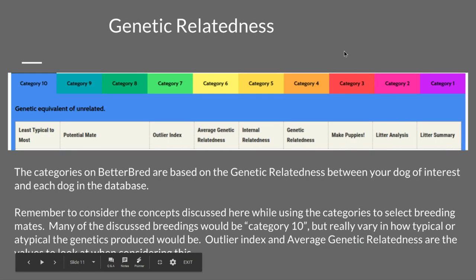The categories on Betterbread are based on the genetic relatedness between your dog of interest and each dog in the database. So remember to consider the concepts discussed here while using the categories to select for breeding mates. 3 out of 4 of the breedings we just discussed would be considered a category 10, but really varied in how typical or atypical the genetics produced would be. Outlier index and average genetic relatedness are the values to look at when considering this.